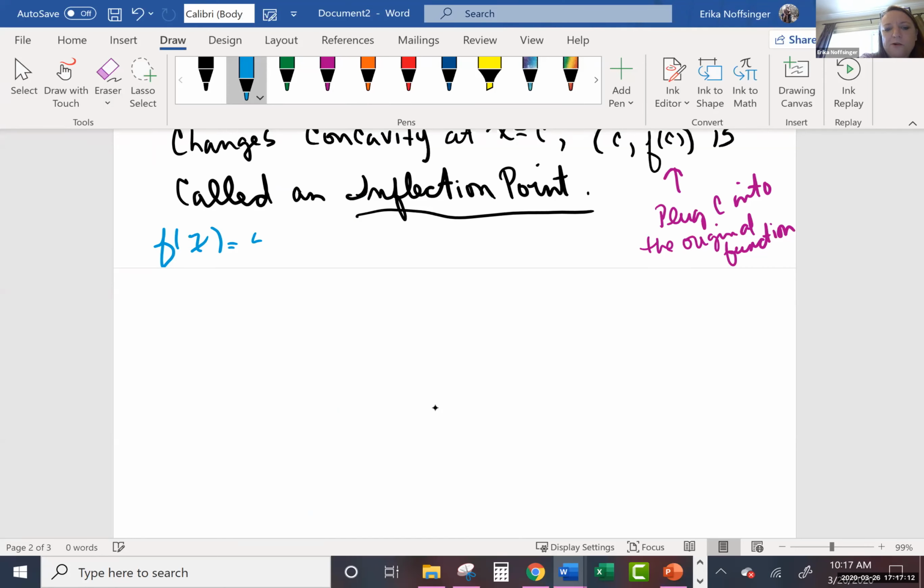We have 4x cubed plus 21x squared plus 36x minus 20. And we need to go back in and we need to plug in negative 1.75.